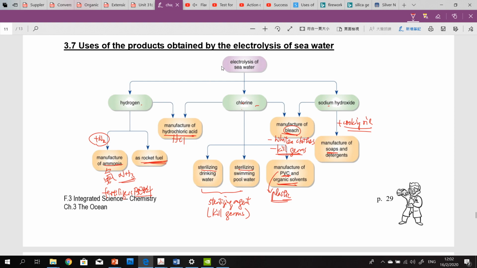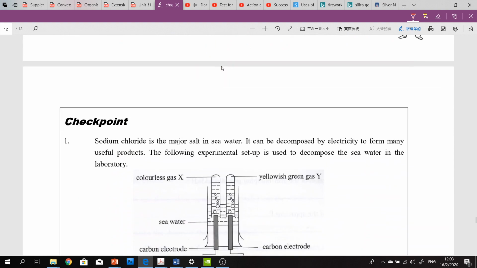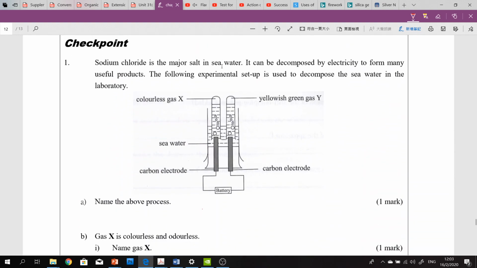So you may find that, wow, seawater is not just water and salt. If you electrolyze it, you may further get some other useful raw materials for the good of humans. So this is what I would like to talk about, the electrolysis of seawater. Shall we take a look at the chapter? Finally, this is the last chapter before the close of today's lecture.